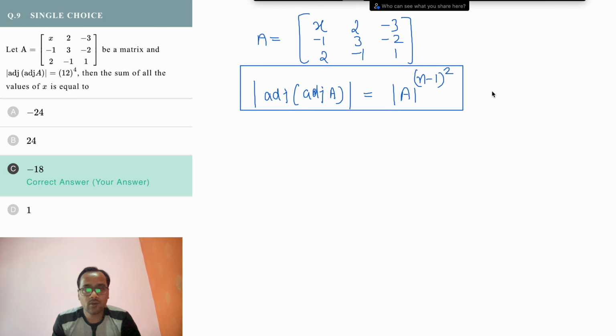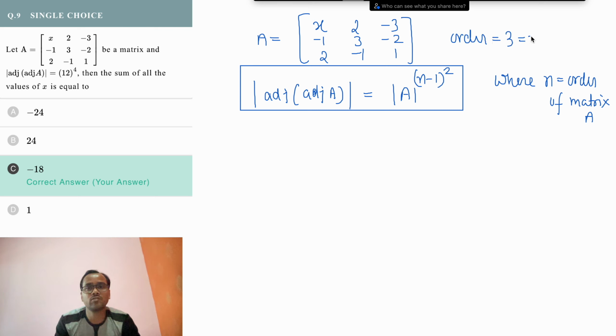So what is n here? Where n is the order of the matrix. So we can see the order of matrix A is 3 here. So n is equal to 3 here. Okay, so we will use this formula and try to solve.